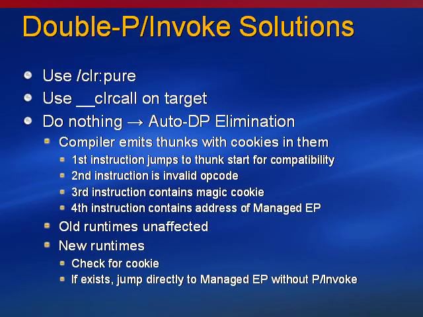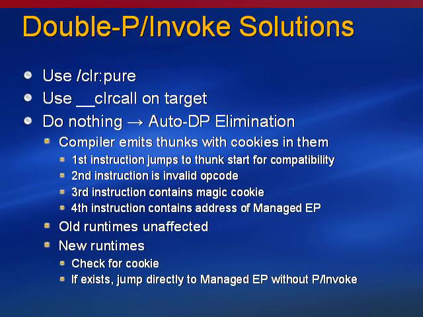And then after that jump, we've got some additional stuff. We've got an invalid opcode, which is going to say pretty much that this isn't valid code that any user is trying to generate. Then we've got this magic cookie, and this cookie is just a number that we look for, and you'll see how we look for it in just a second. And then the fourth instruction contains the address, or on some platforms, the token of the managed entry point that we actually want to call into.